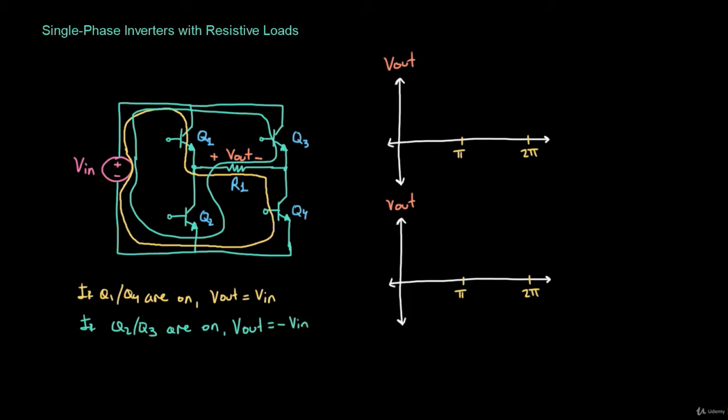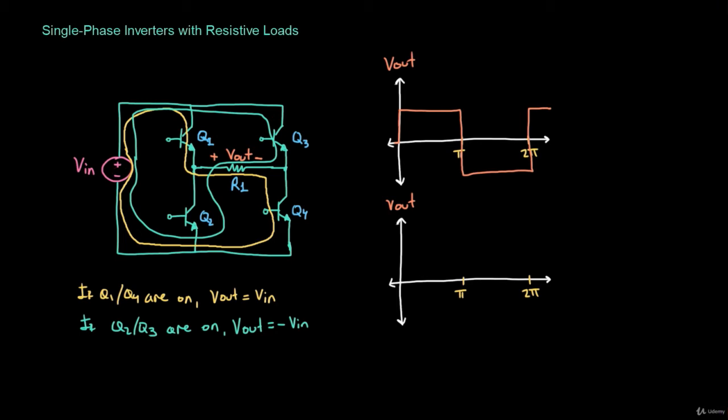Of course, for these two states, I'm assuming that the opposite transistors are off. So when I say that Q1 and Q4 are on, I'm assuming that Q2 and Q3 are off. Now if we do this, and let's say that we switch Q1 and Q4 on for the first half of the cycle, and then we switch Q2 and Q3 on for the other half of the cycle, then the output voltage would look like this. And this, of course, we're going to repeat every cycle. So this is going to repeat after 2 pi, and it's going to be like that previous to the origin here. So we've made an alternating voltage at the output with the DC voltage input.